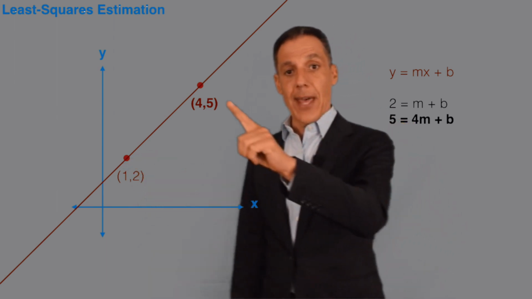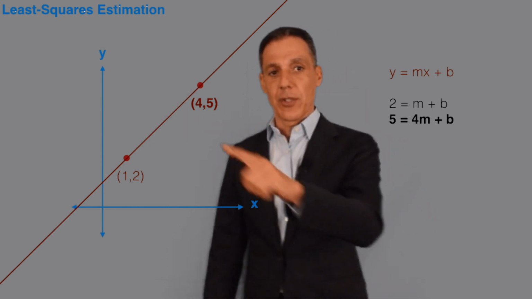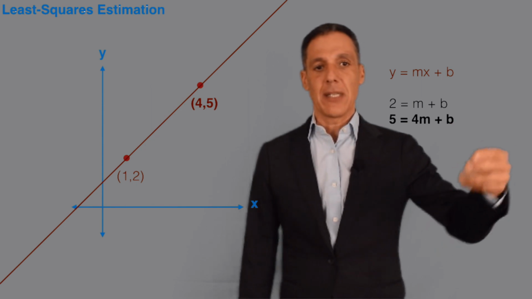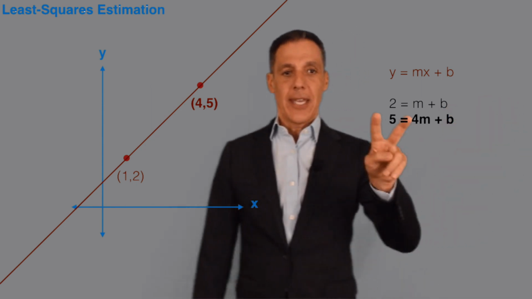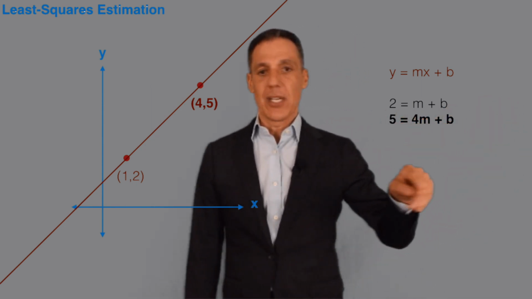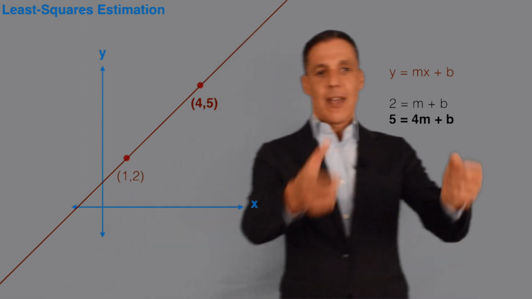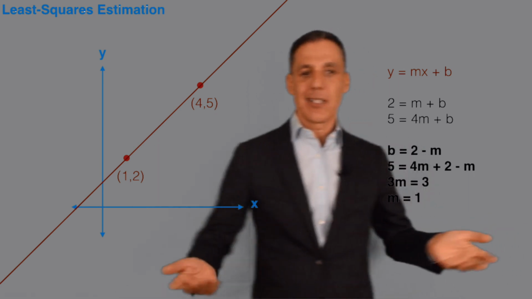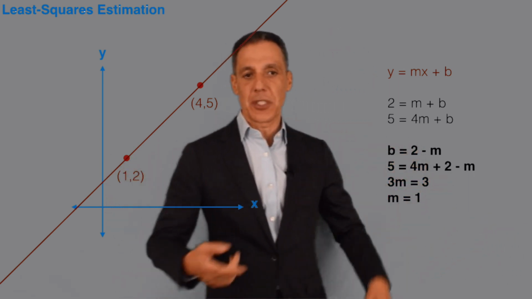I also know that 5, which is the y component of this point, is equal to 4, the x component of that point, times m plus b. I have 2 constraints in 2 unknowns, m and b. And all I've done is I've just taken the 2 points, I've plugged in the x, y values here, and now I can solve in the classic algebraic way. And let's just go through it since we're here anyway.